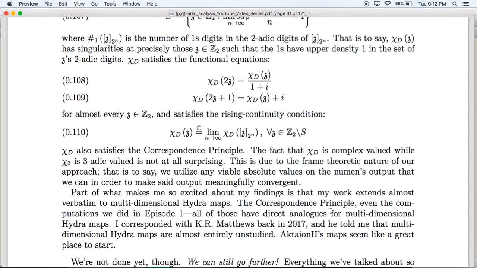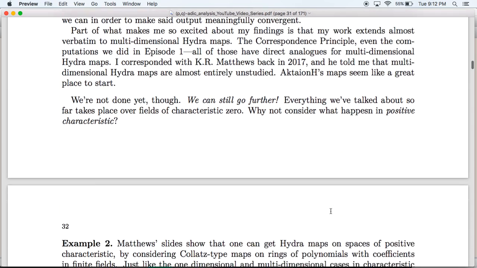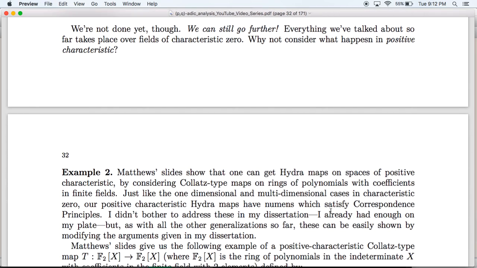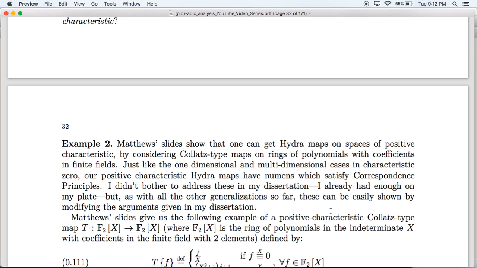We're not done yet, though. We can still go further. Everything we've talked about so far takes place over fields of characteristic 0. But why stop there? Why not consider what happens in positive characteristic? And so Matthews' slides show that one can get Hydra maps on spaces of positive characteristic.